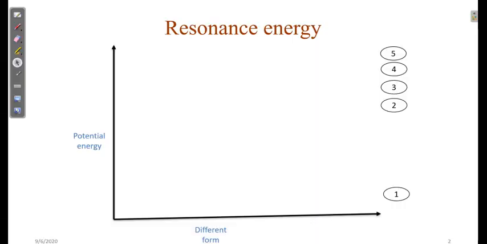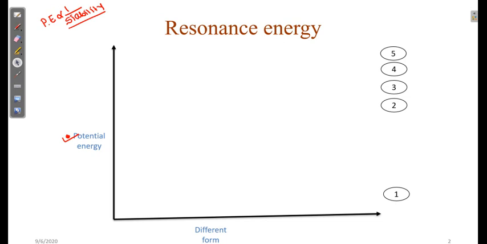Before going to that, we see what resonance energy is, a little bit, in one slide, then we will go to the practical examples. In resonance energy, there is a graph of potential energy. If you see here, this is potential energy. You must remember that potential energy and stability are inversely proportional. As stability increases, potential energy decreases, and as potential energy decreases, stability increases.